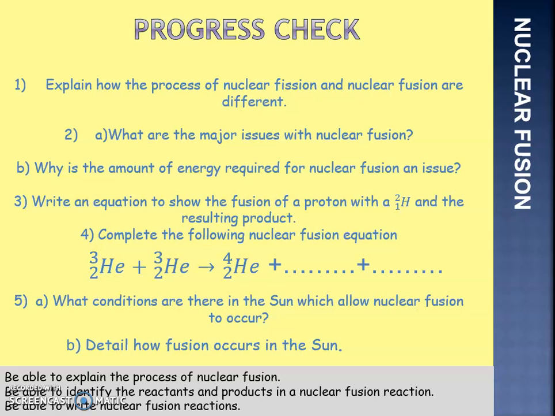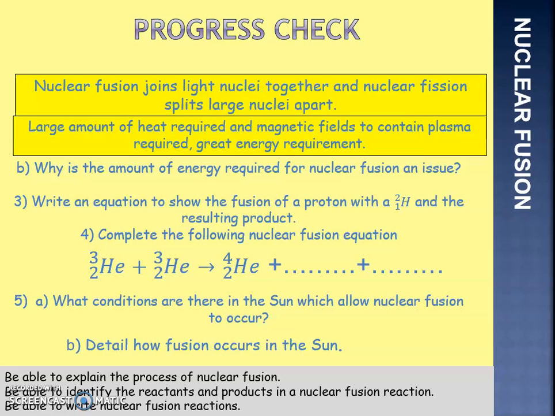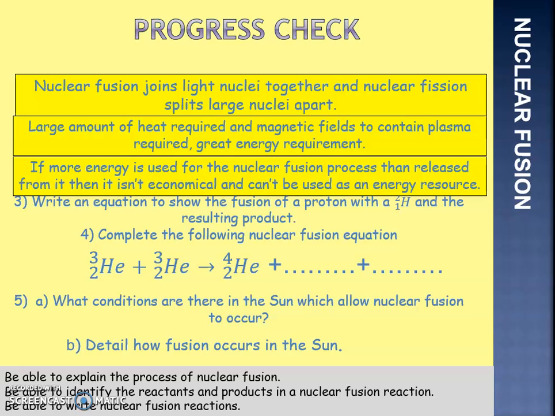Okay, question 1. Explain how the process of nuclear fission and fusion are different. Nuclear fusion joins light nuclei together, and nuclear fission splits them apart. 2a. What are the major issues with nuclear fusion? We need huge amounts of heat and magnetic fields to contain that plasma, and that's a huge energy requirement to do that. Why is the amount of energy required for nuclear fusion an issue? Because if more energy is used than is released, then it's not economical, so we can't use that as an energy resource. We need more energy out than we put in.